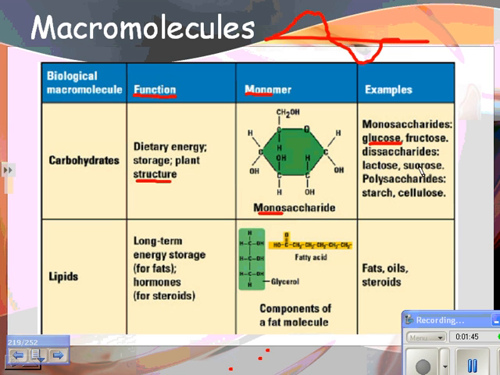You don't need to memorize the disaccharides, but you should know that a disaccharide is 2 monosaccharides put together. For polysaccharides, there are actually 4 of them that I want you to know. So there's starch, which is the way that plants store energy. And then there's cellulose, which is the way that plants have structure. And then there's glycogen, which is the way that animals store energy for carbohydrates.